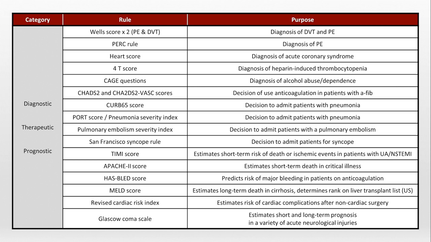For example, the pneumonia severity index, which is often used in making a decision as to whether a patient presenting with pneumonia should be admitted to the hospital and given IV rather than oral antibiotics, has that role because it's predictive of which patients are more likely to have a poor outcome. Similarly, the CHADS-2 and CHADS-VASc scores are used to guide decisions about anticoagulation in patients with atrial fibrillation because they predict risk of stroke.